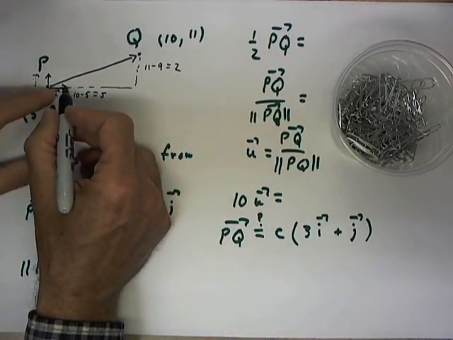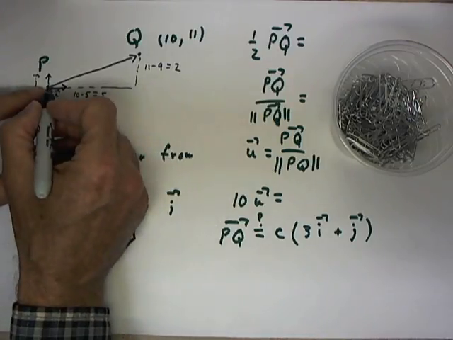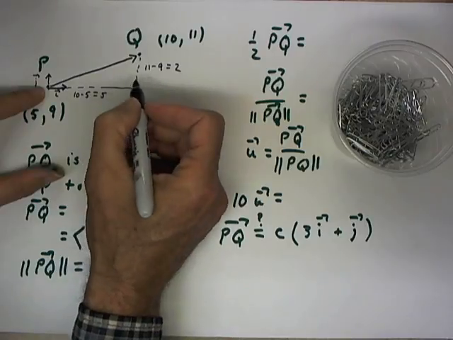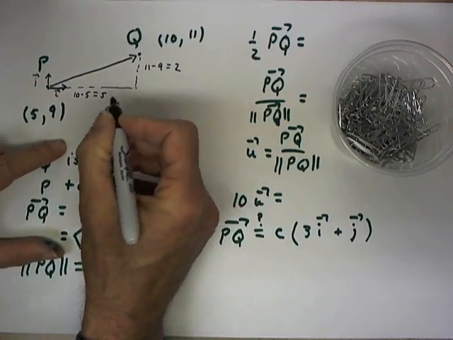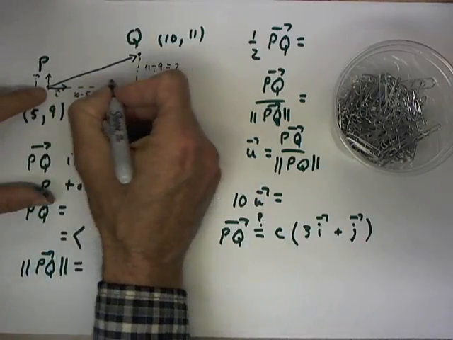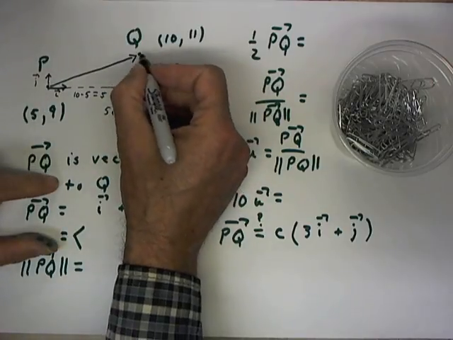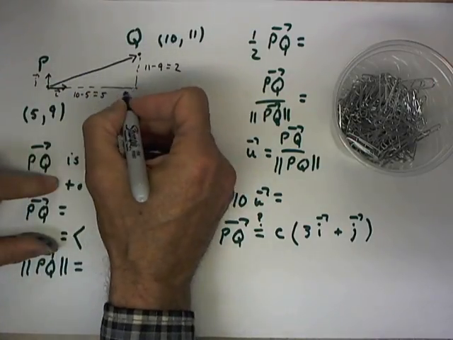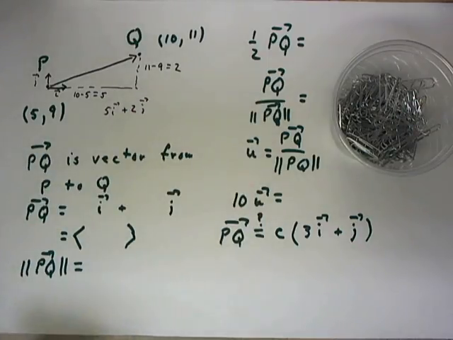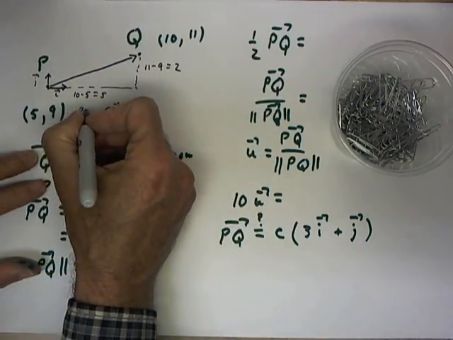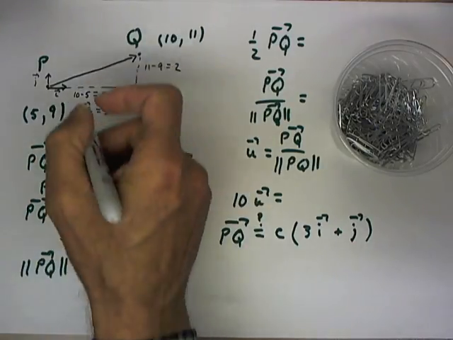If we take 5 of the i vectors, they'll go from here to here, so that the displacement from this point to this point can be denoted 5i. The displacement from here to here is 2 of the j vectors. 2 units in the y direction would be 2 of the j vectors, so that would be 5i plus 2j. And we say then that the vector PQ is the vector 5i plus 2j.